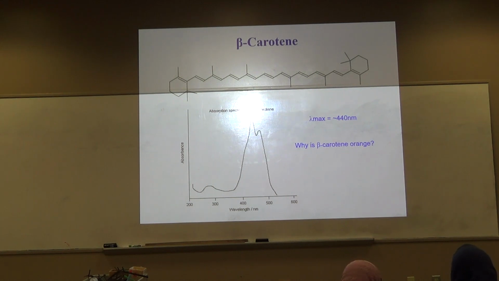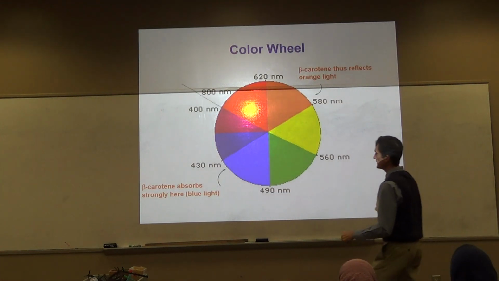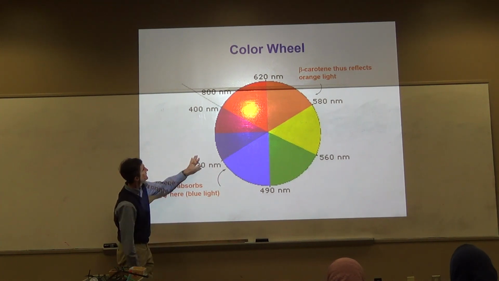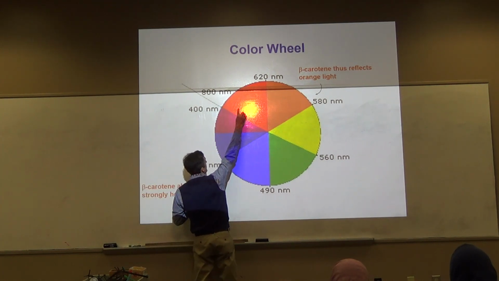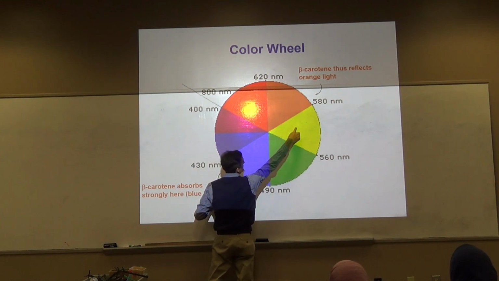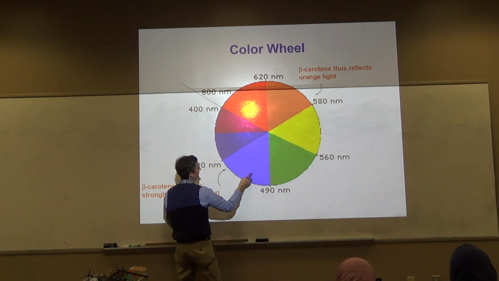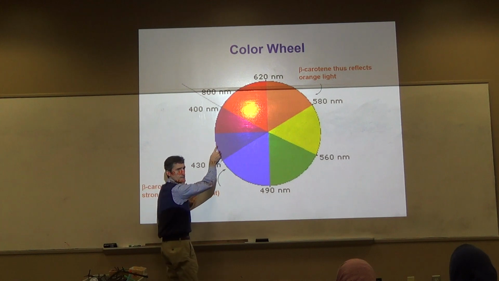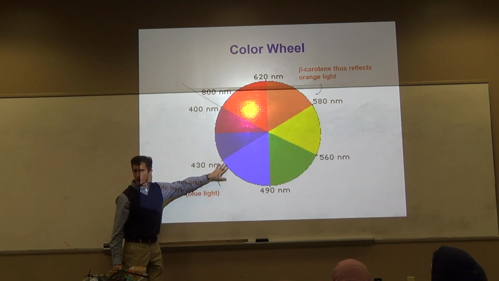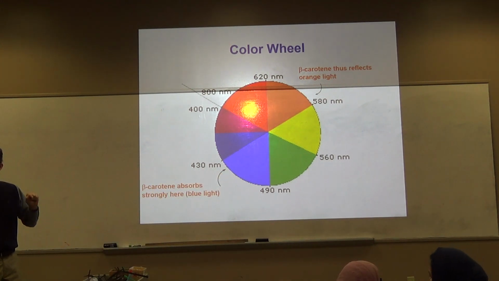Well, what color is 440? Well, we can look at a color wheel. Basically here's 800. You start at 800, Roy G. Biv: red, orange, yellow, green, blue, indigo, violet. But 440 is pretty much blue. Beta carotene is absorbing blue light.